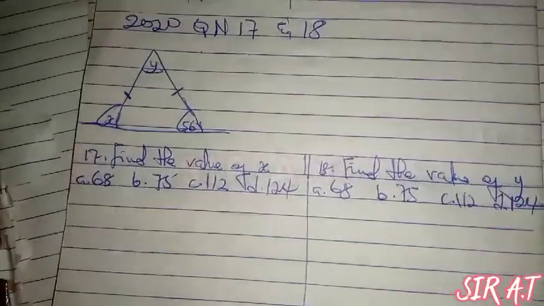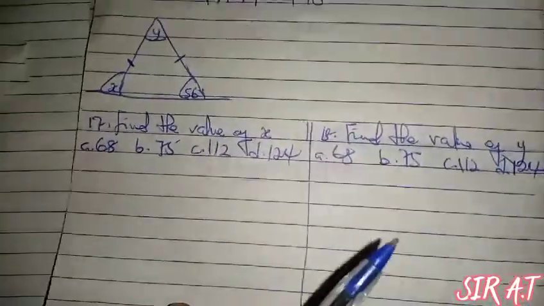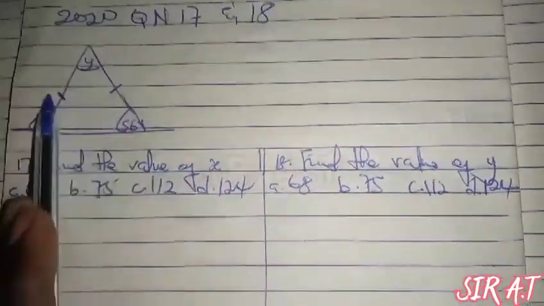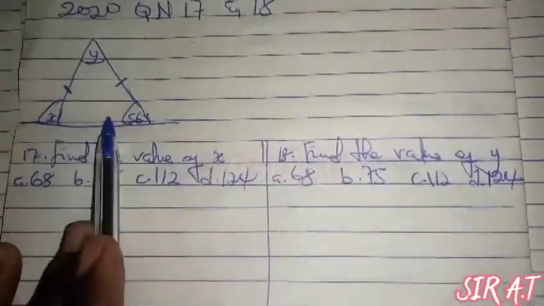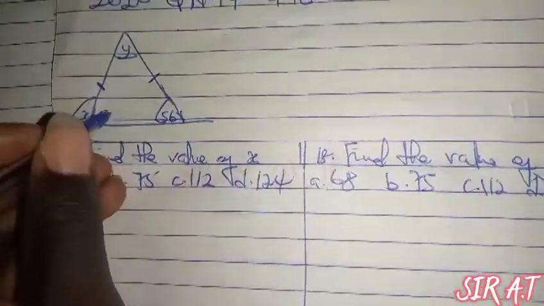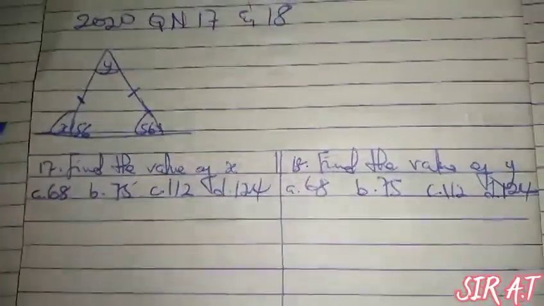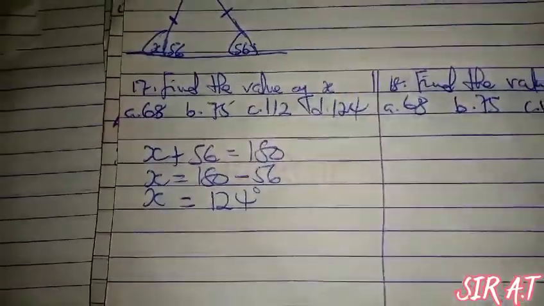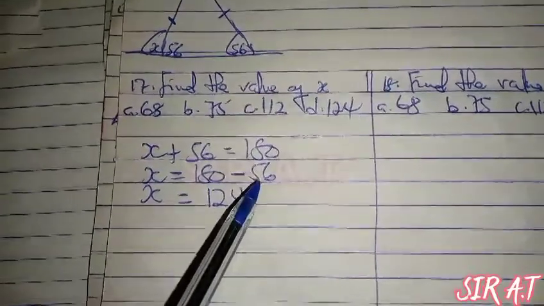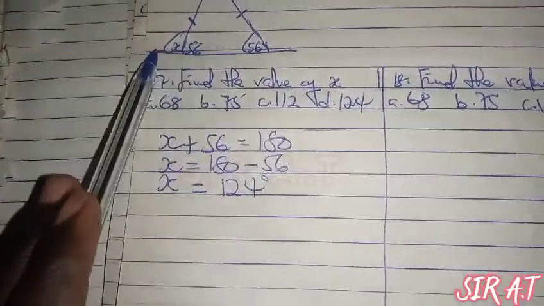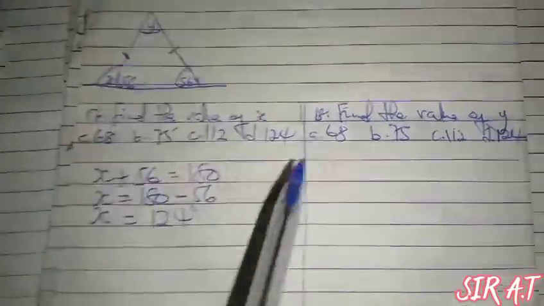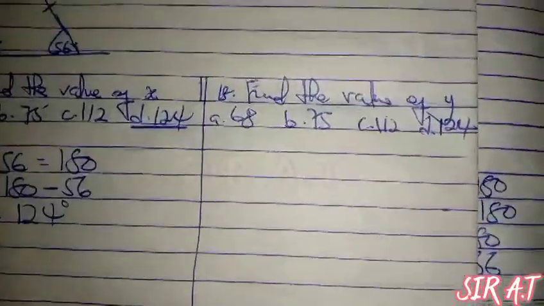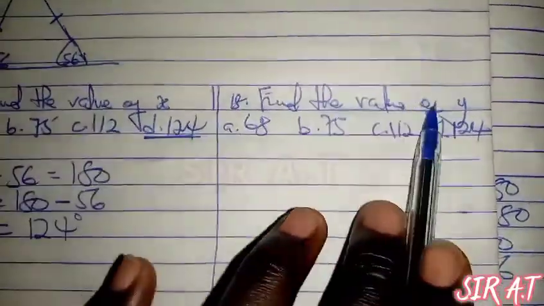Now 2020, this is a simple question. We are given 56 here. This is isosceles, so the base angles are equal. So here too is 56. So how do you find x? You're going to subtract 56 from 180 because this angle is on a straight line. So our x is equal to 124, because subtracting 56 from 180 gives you 124. The answer is D. So how do you find the value of y?